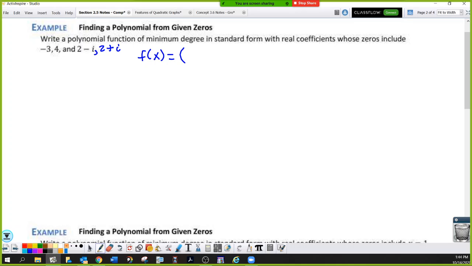First and simple, a -3, so that's an x plus 3. Next one simple, a +4, so that's an x minus 4. And the next one, next 2, looks like this. X minus 2 minus i, and x minus 2 plus i.